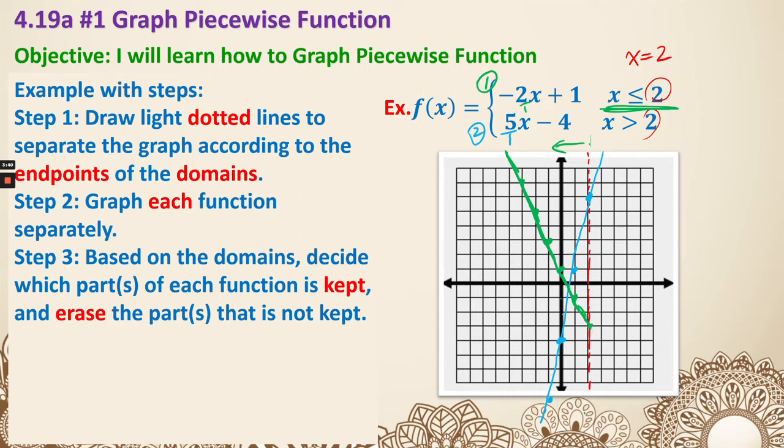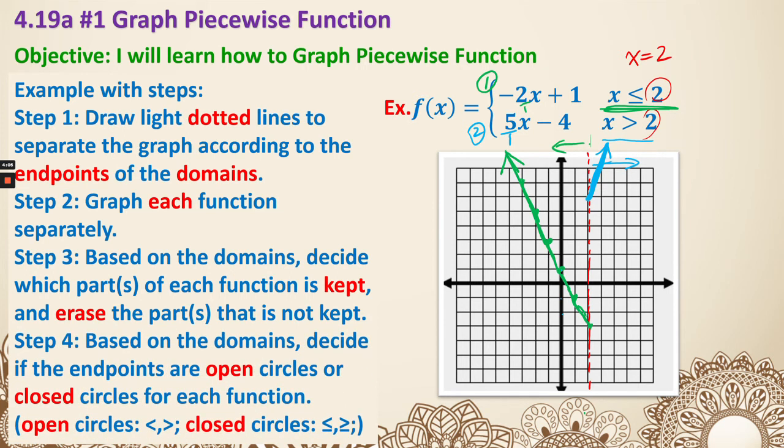And next, for the blue one, it says x is greater than 2. That's clearly to the right of this red line. So I'm going to keep this part, but I'm going to get rid of the rest. I don't need the rest. And of course, let me draw some arrows because they are actually going forever on that end. And that's the third step.